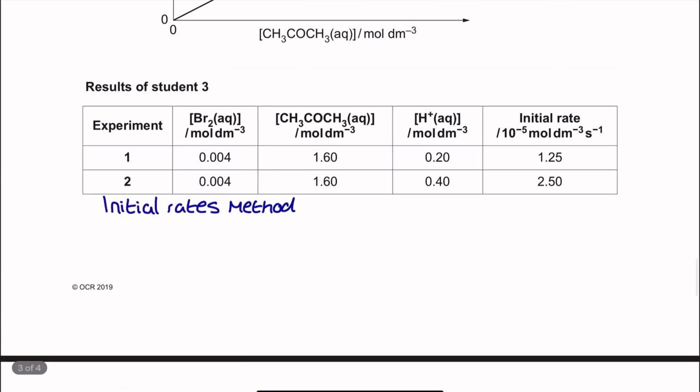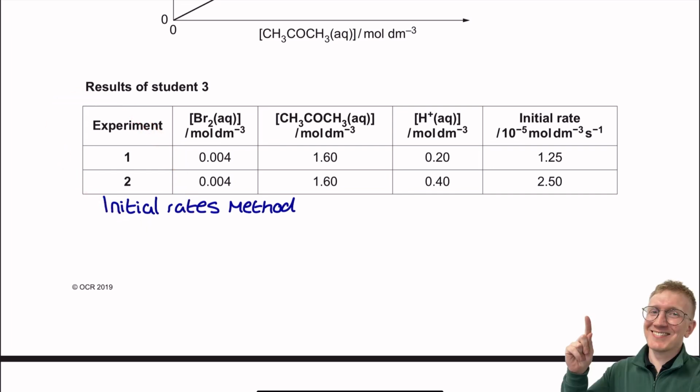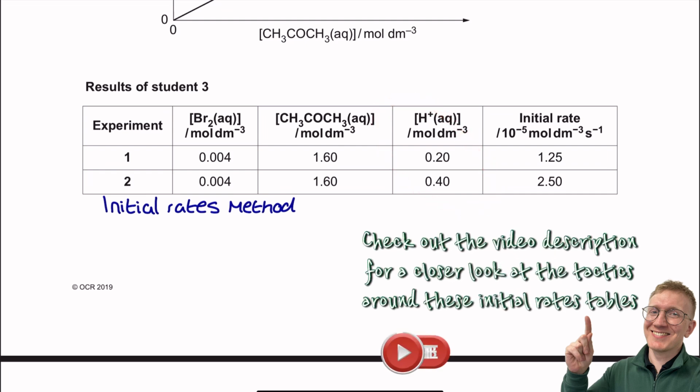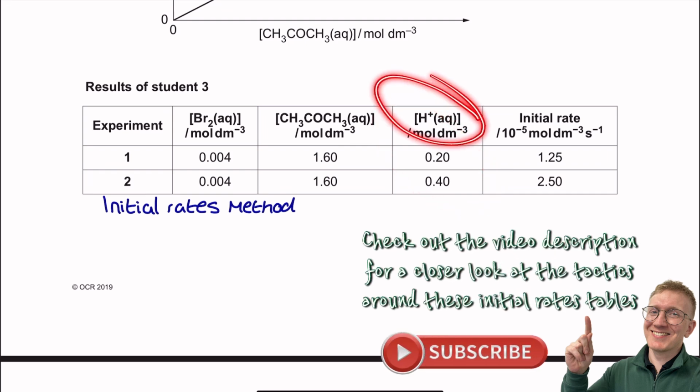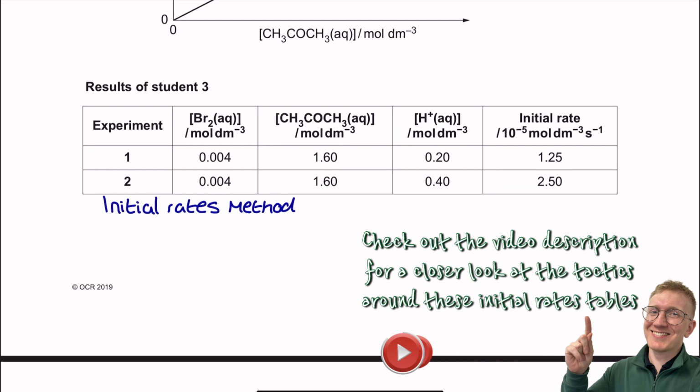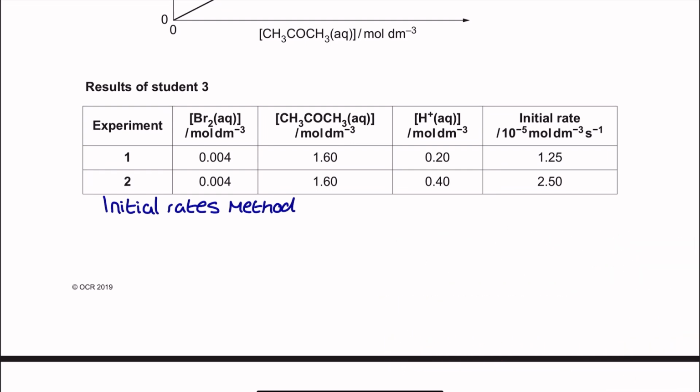Now, student 3's data isn't a graph. What we've got here are 2 experiments, so repeating the same experiment twice, and as you can see here, the concentration of the HCl, represented as H+ here because it's a catalyst in this, and it's that acidic feature that's the catalyst, has been doubled, and the other concentrations have been held constant. And we can see here the rate of reaction has changed by a doubling as well.